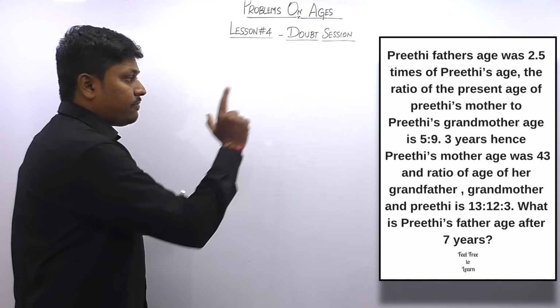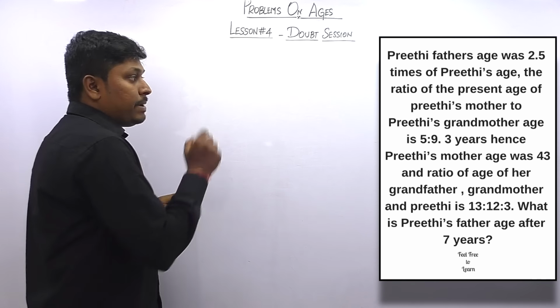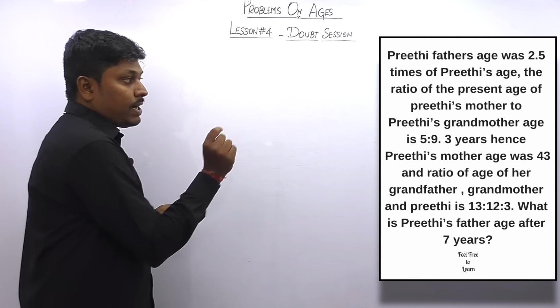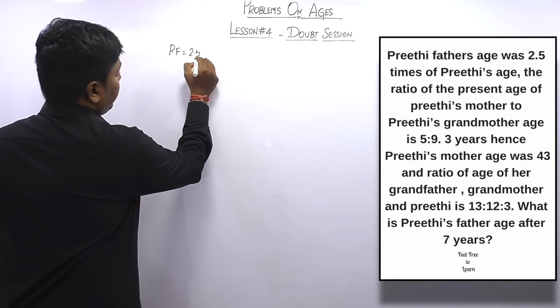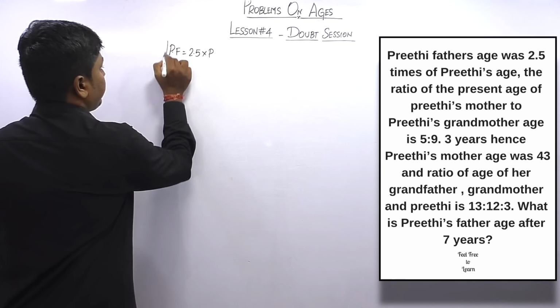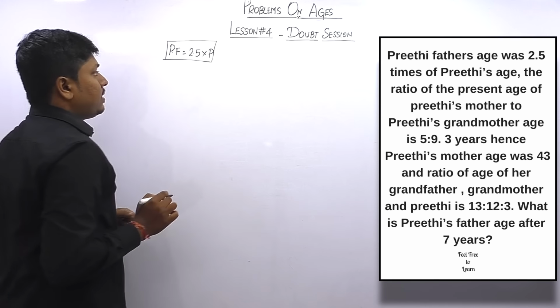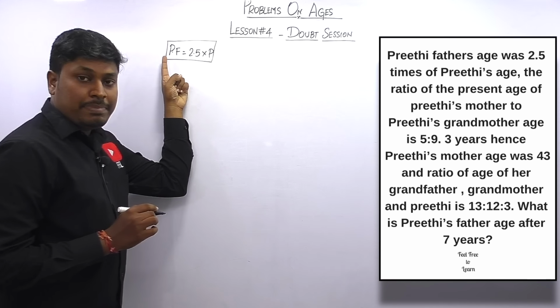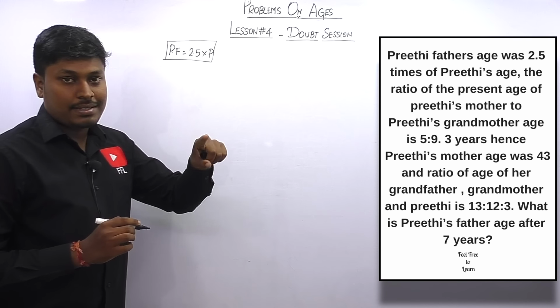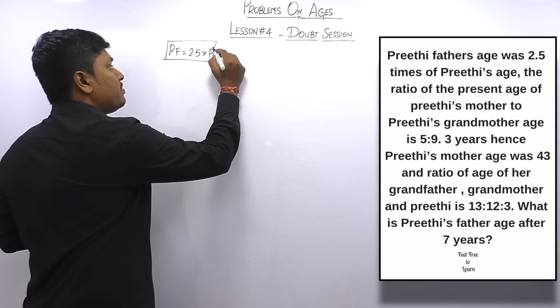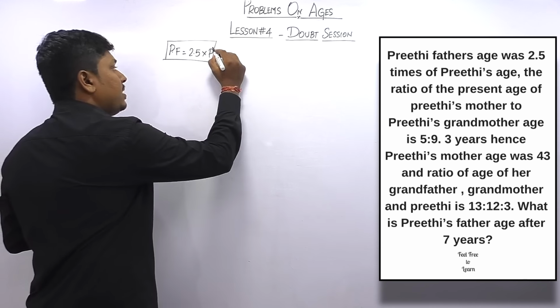Let me do one thing. In the first point, what they are saying is Preeti's father's age was 2.5 times Preeti's age. So we can say Preeti's father's age is 2.5 times Preeti's age. This is the first data they have given, and our target is to find Preeti's father's age after 7 years. Definitely we should find Preeti's age. Only then can we find Preeti's father's age. No other way. By using all the remaining data, we only target to find Preeti's age, right?